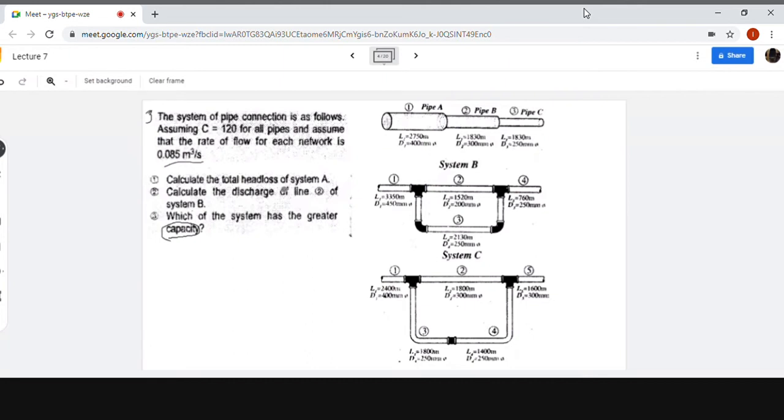So we are going to find the total head loss of system A. The total head loss here is head loss 1 plus head loss 2 plus head loss 3, equal to head loss total. The pipes carry 0.085 cubic meter per second. Since they are in series, Q1 is equal to Q2 is equal to Q3, right? So what happens is you add them.